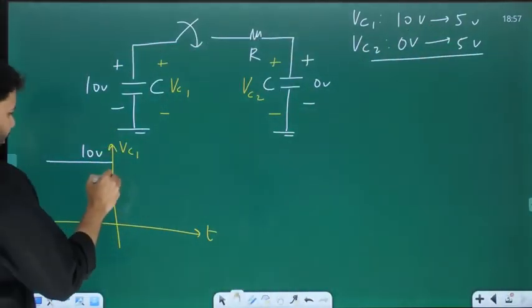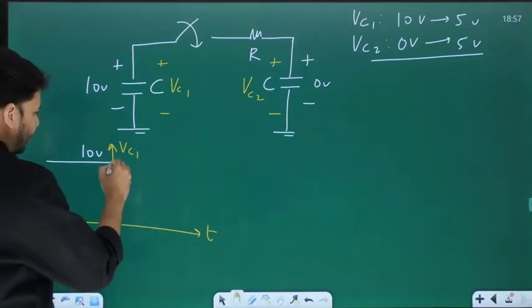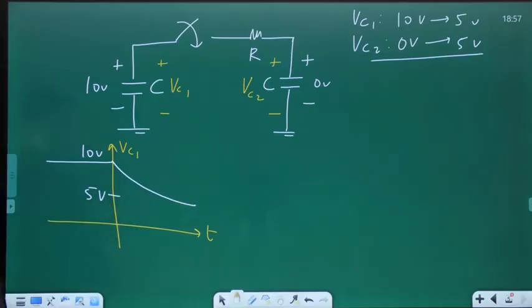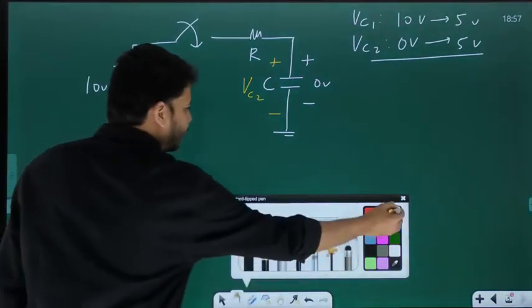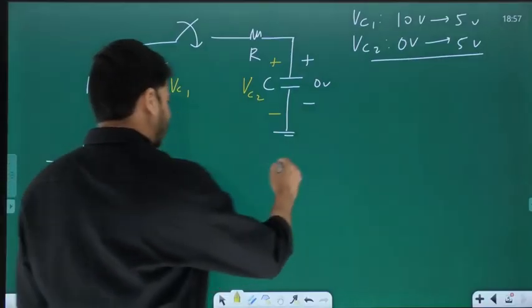So Vc1 up to t equal to 0 is what? 10. And after t equal to 0, it will exponentially decay to what? 5 volts. This is the plot for Vc1. In the same way, I'll also plot Vc2 versus time. Look at this.